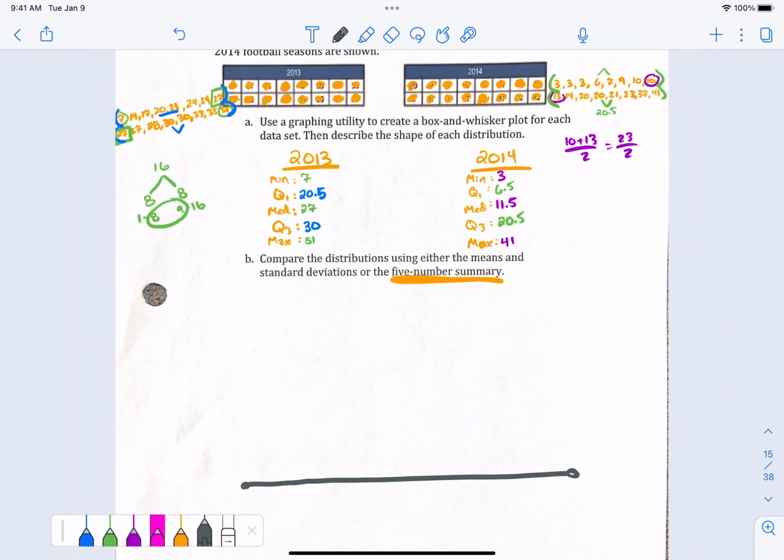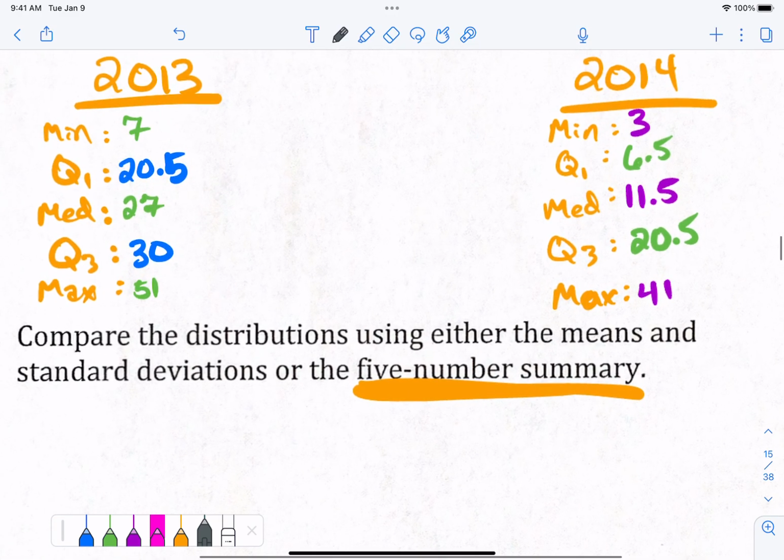So Ethan, I need to go with a minimum number. But I have 2 box and whisker plots to take into consideration. So what is my absolute minimum number? 3. What's my absolute maximum number? 51. So I need to go from something to something that incorporates 3 and 51.